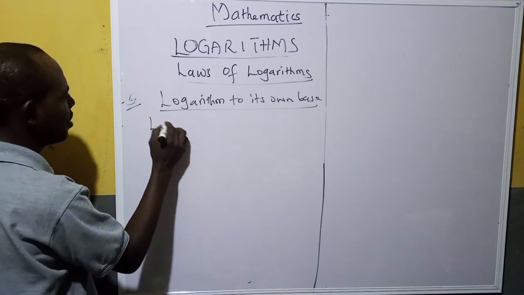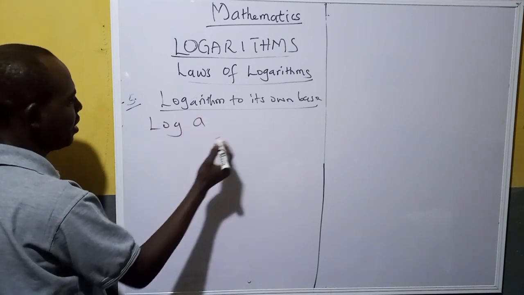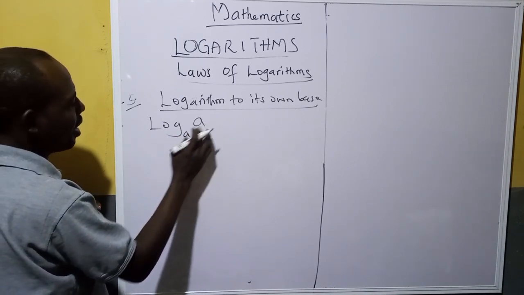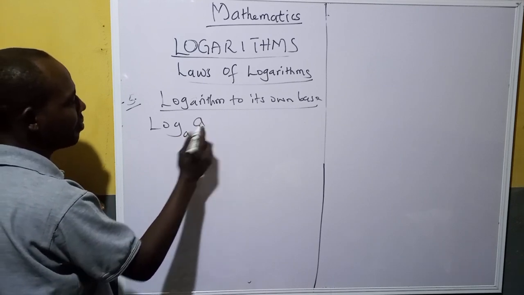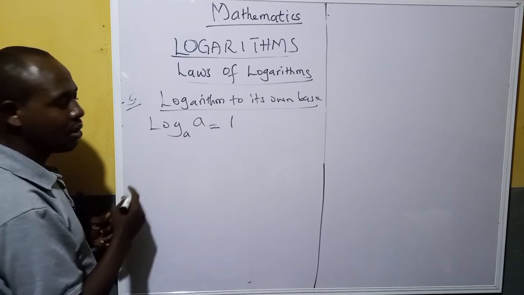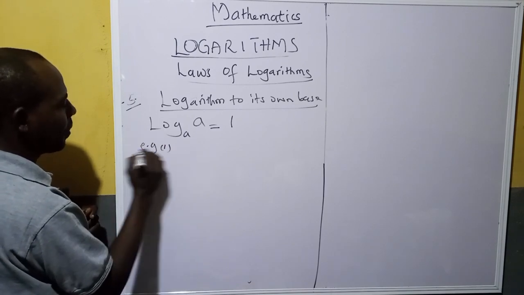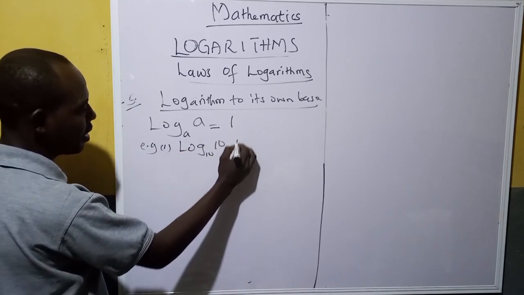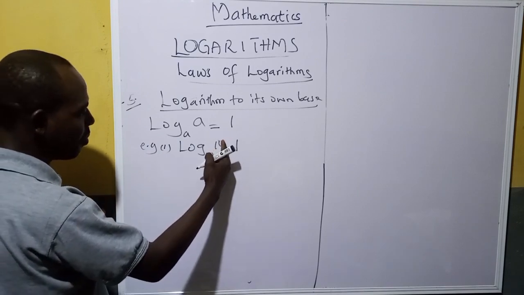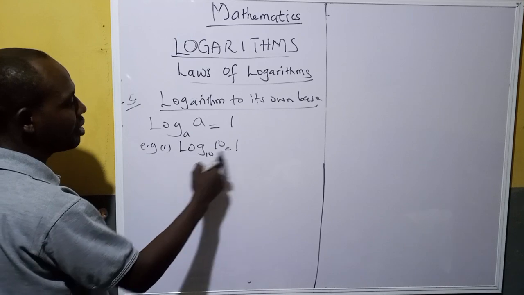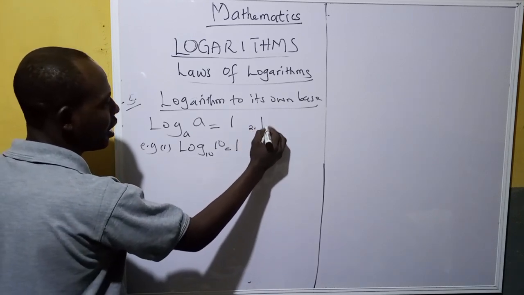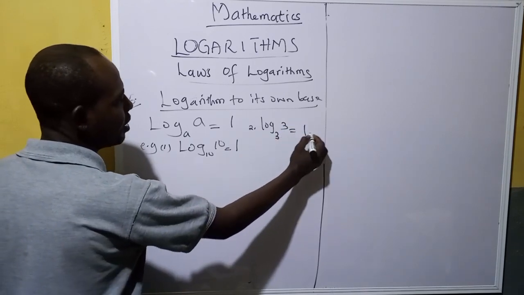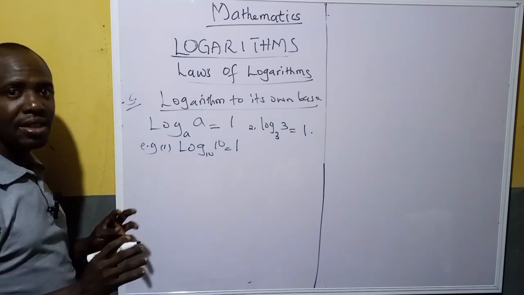That is, if you have a logarithm of a particular number, let's say a, having a base a. Now, if the number and the base are the same, then the logarithm is 1. For example, example 1, if you have log 10 base 10, the answer is 1. Once the number and its base are the same, then the logarithm is 1. Example 2, if you have log 3 having base 3, then it is 1. It's just as easy as that.